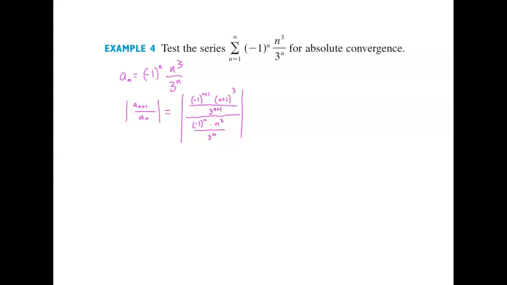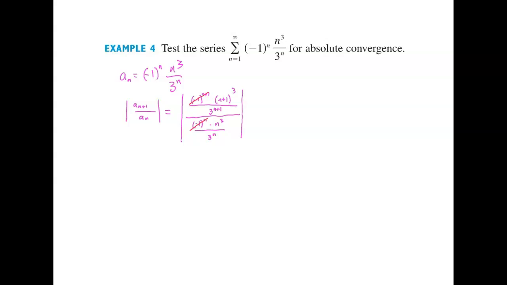All right, well, first of all, taking the absolute value is just going to completely eliminate this negative 1 to the n and negative 1 to the n plus 1, because all those do is alternate between negative and positive 1, depending on what term you're at. But the absolute value is just going to make them always positive. Okay? So now we can just focus on the n plus 1 cubed over 3 to the n plus 1 divided by n cubed over 3 to the n.